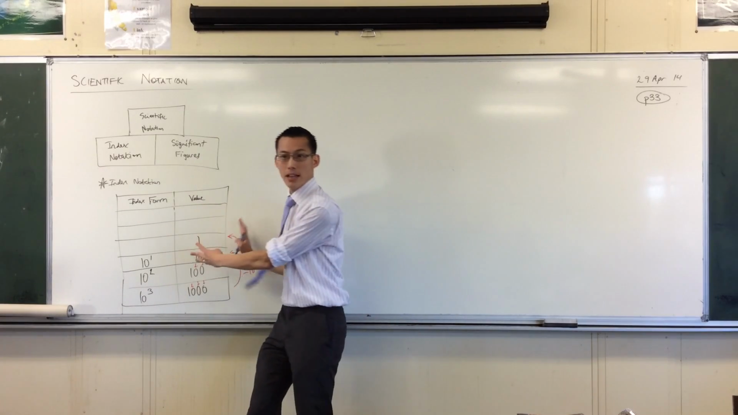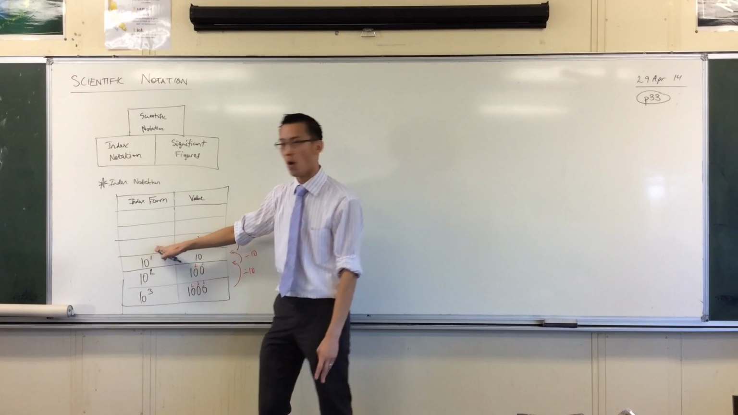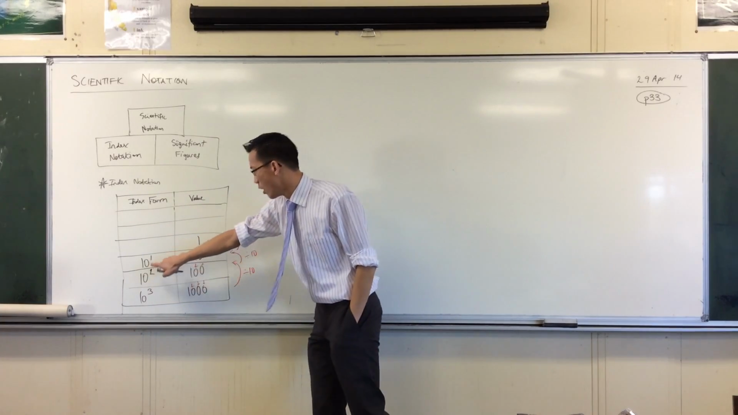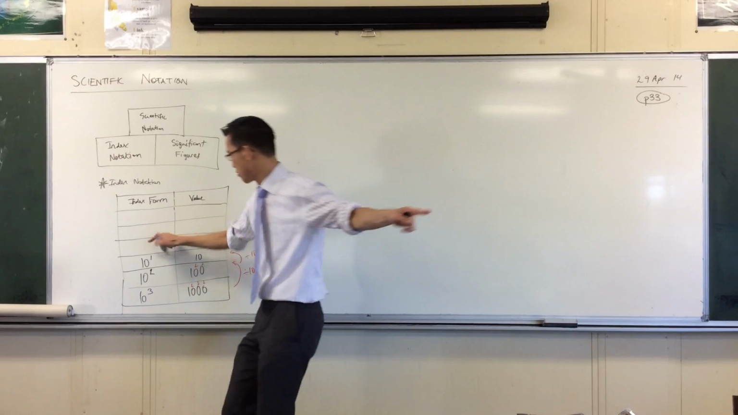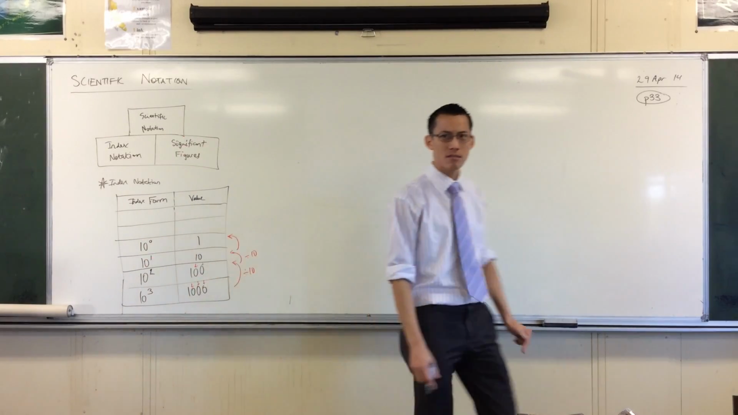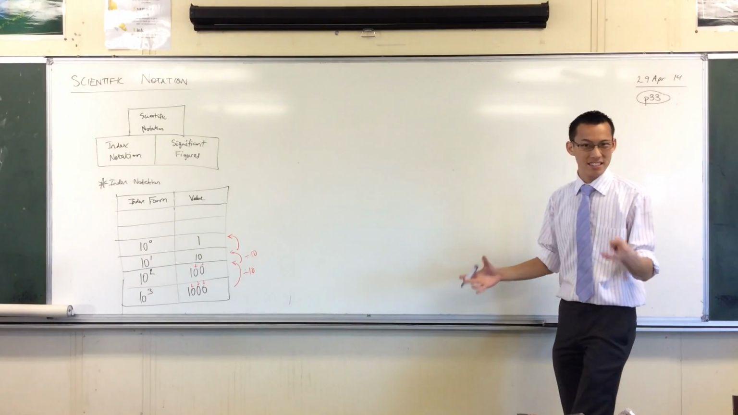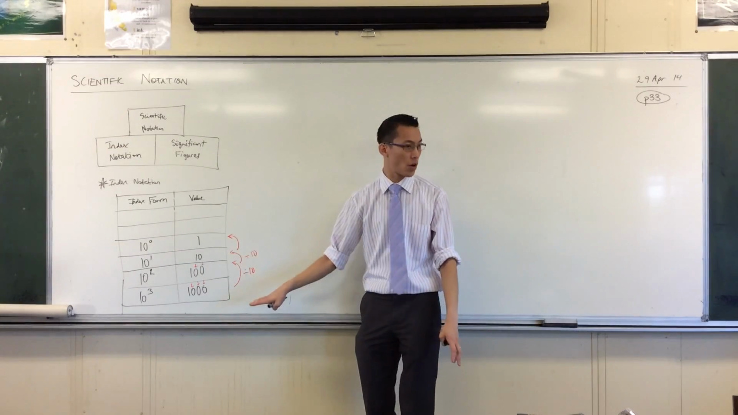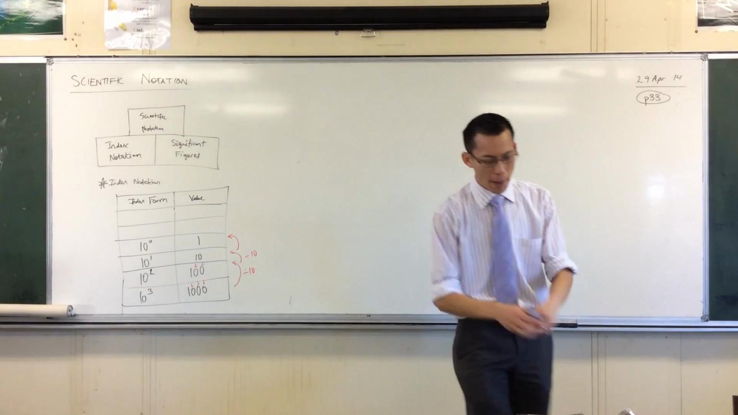Now, that's the right-hand side. Following this pattern, what would you expect to see here in index form? It goes 3, 2, 1, 0. 10 to the power of 0. It's a bit weird, okay? Multiplying 10 by itself 0 times. But if you follow the pattern, you can see what's going on, okay? Let's follow the pattern again.